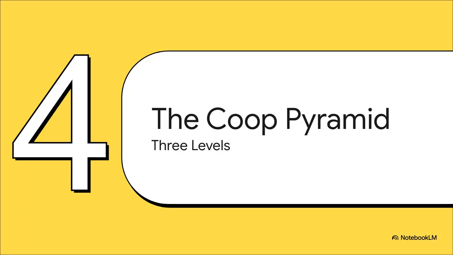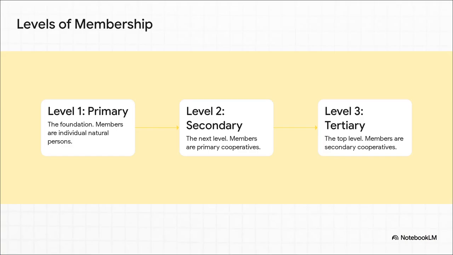Okay, so we know the types of co-ops. That's all about what they do. Now let's look at their structure, which is about who can be a member. And the easiest way to picture this is as a simple 3-level pyramid. This is a super important concept for the exam, and thankfully, it's really logical.